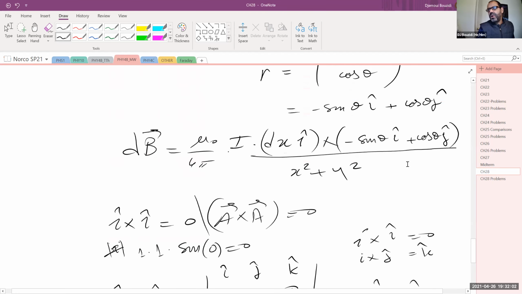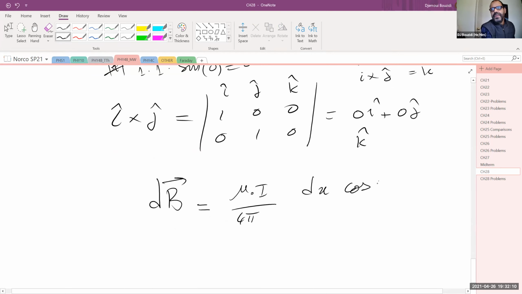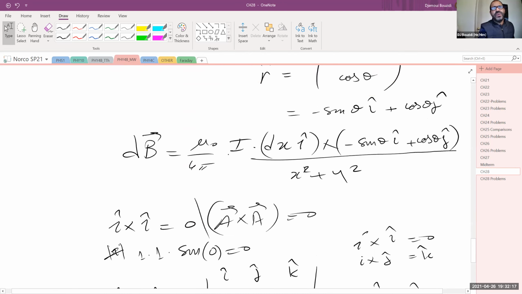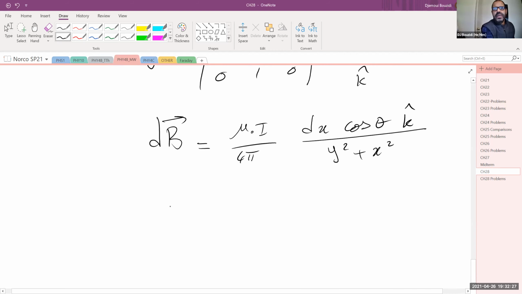Times, I still have a sine theta in here coming from this cross product. That's a constant, as far as the vectors, it has no direction. And the vector is pointing in the k hat direction, divided by this distance squared. This distance squared is x squared plus y squared. Y is constant, by the way. So it's y squared plus x squared. X is the one that is changing from negative infinity to positive infinity. So we need to sum over x from negative infinity to positive infinity to find all the contributions for the entire wire. We need to do an integration of this expression.